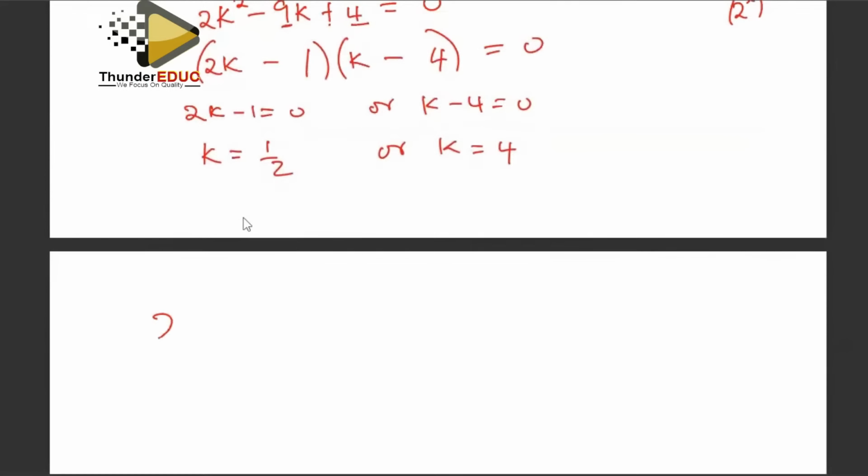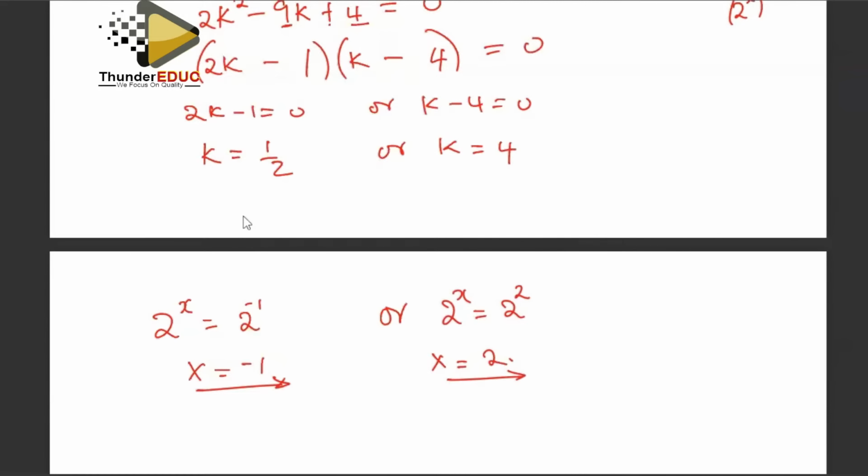So 2 to the x is going to be the same as 2 to the negative 1, because we know that a half is the same as 2 to the negative 1, meaning that x should be negative 1. Or 2 to the x should be equivalent to 4, but 4 can be written as 2 squared. So therefore, x will be 2. So x is either negative 1 or x is 2.